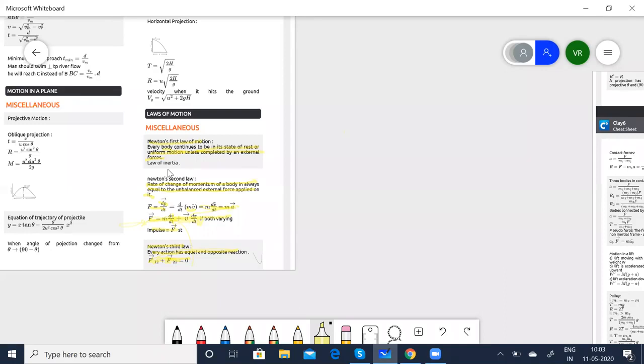For example, the flight of rockets, jet planes, and the recoil of a gun can all be explained under this principle. So Newton's third law is derived under this principle.